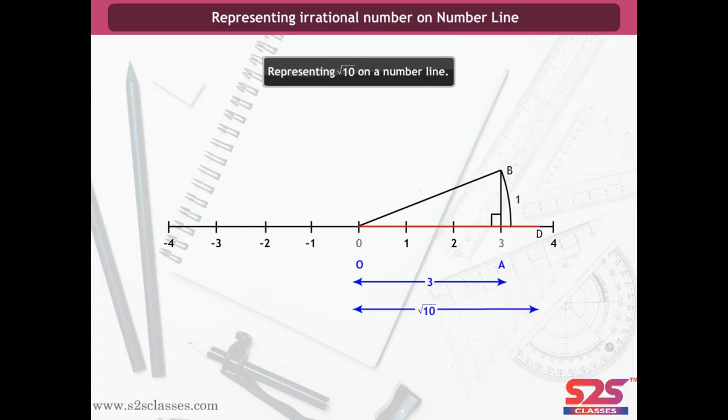Do you agree? Yes. Let us apply the Pythagoras theorem in triangle OAB. OA equals 3 units and AB equals 1 unit. So the square of hypotenuse OB is equal to OA square plus AB square. That is 3 square plus 1 square equals 10. OB equals root 10 units and also OD is root 10 units. This method is faster and easier to construct irrational numbers on the number line.